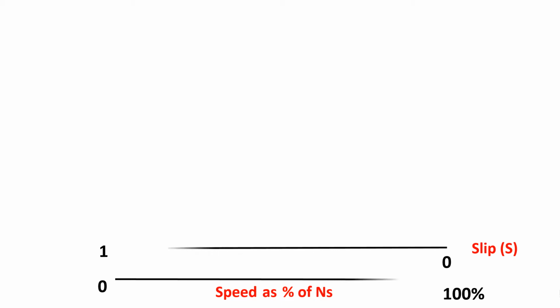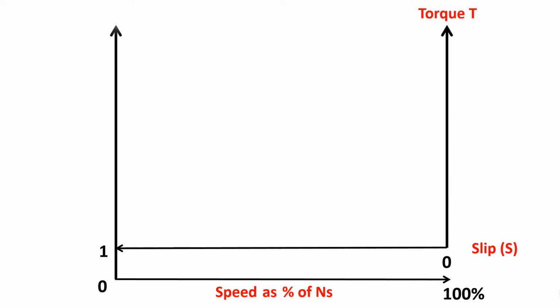Now we'll see actual torque slip characteristics. On the x-axis you can see slip is plotted from 0 to 1. Also rotor speed is plotted as a percent of synchronous speed ns. So rotor speed at standstill is 0 and it varies to 100% of synchronous speed. On the y-axis we have torque.